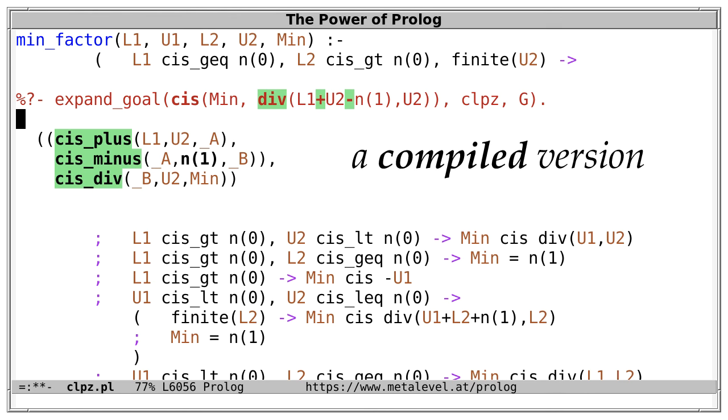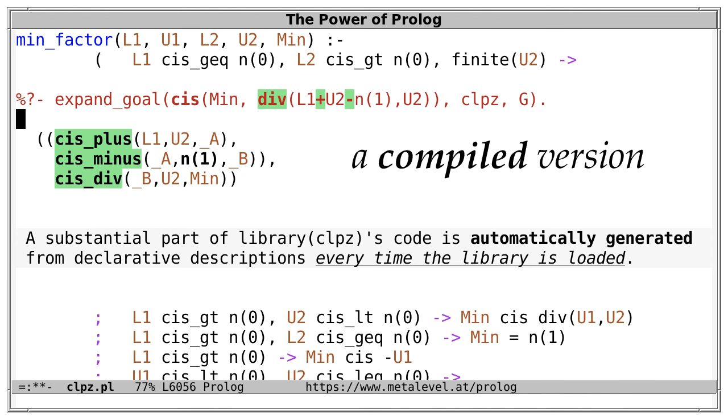And we see from these examples that large portions of library CLP(Z) are dynamically generated from declarative descriptions using term and goal expansion. And this is automatically done every time someone loads the library. And the predicates that are used in the generated code, here for example, are often quite simple. And therefore we can more easily move them to Rust or Zig for more speed.